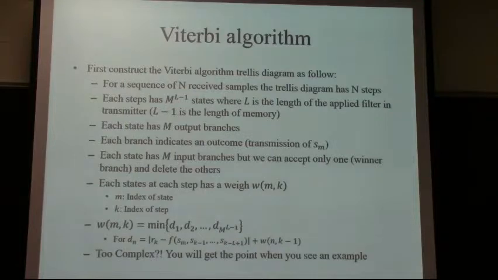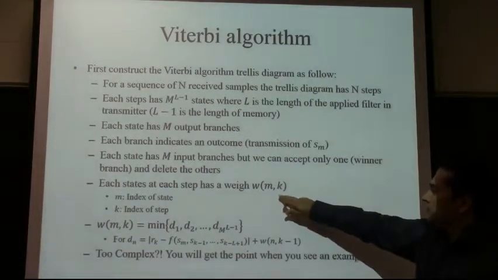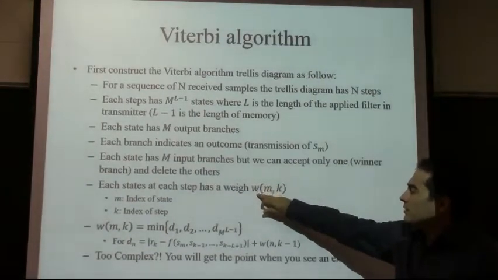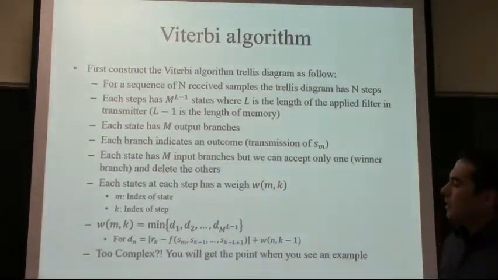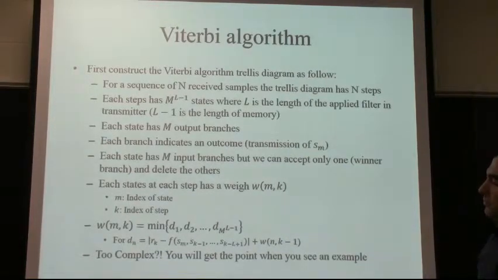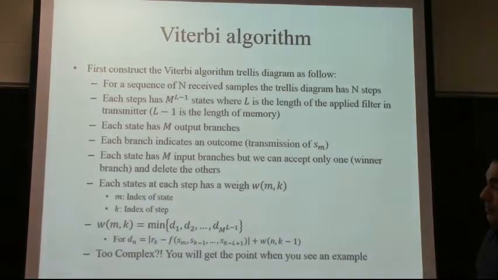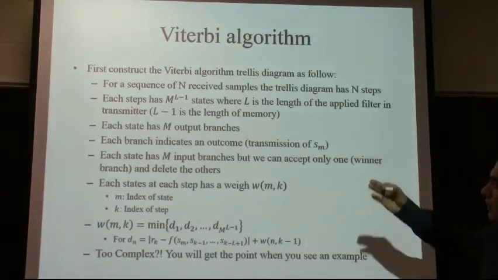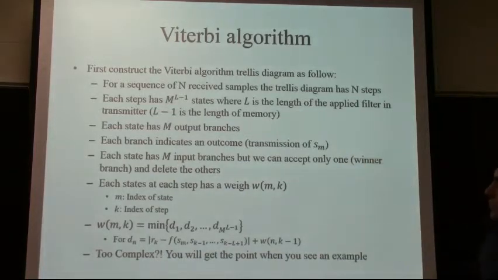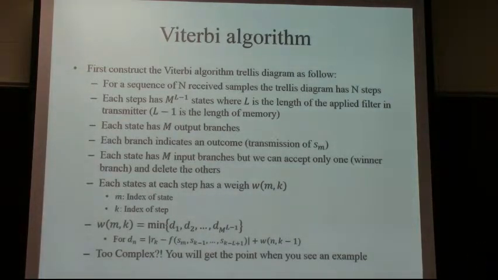Each state at each step has a weight W, which is indexed by M. For the simulation, you need to create a matrix of W with M rows and K, for example, columns. It is up to you; you can invert it. M is the index of the state, and M goes from 1 to M to the power L minus 1. K is the index of the step, and K goes from 1 to N.